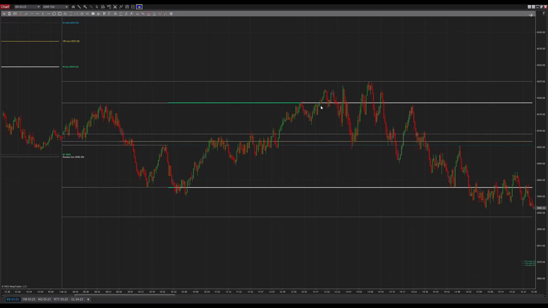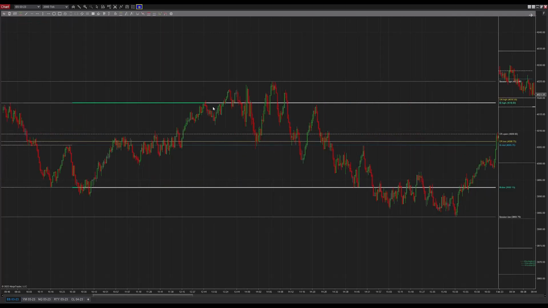So from IB high to IB low, right? And then all of this happens, right? Now, it's the first test only. After the first test, right? That's where the high probability trade is. Now, again, this is a decent example here.